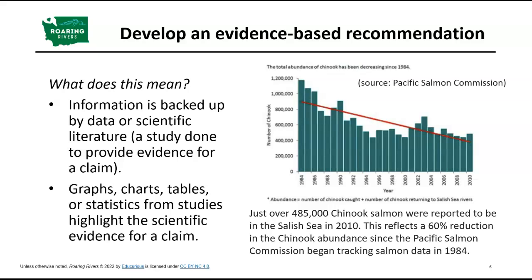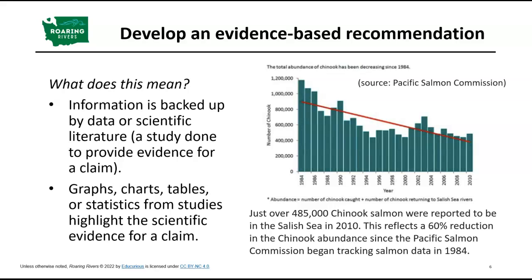And what I've got here on the right side of the slide, okay, is something that would work. So we've got a graph here, right? And the source for this is the Pacific Salmon Commission. And what the graph shows is that across time, from 1984 forward, right, the total abundance of Chinook salmon have been decreasing. That means they're going down, right?